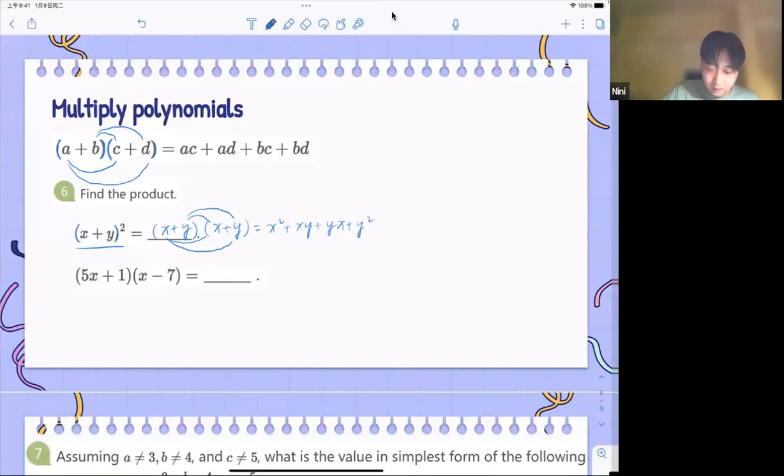Okay, so we got xy and yx. They're the same thing, so we can put them together, which gives the final result: x squared plus 2xy plus y squared. This is very easy, right? Now let's move on to some numbers here.